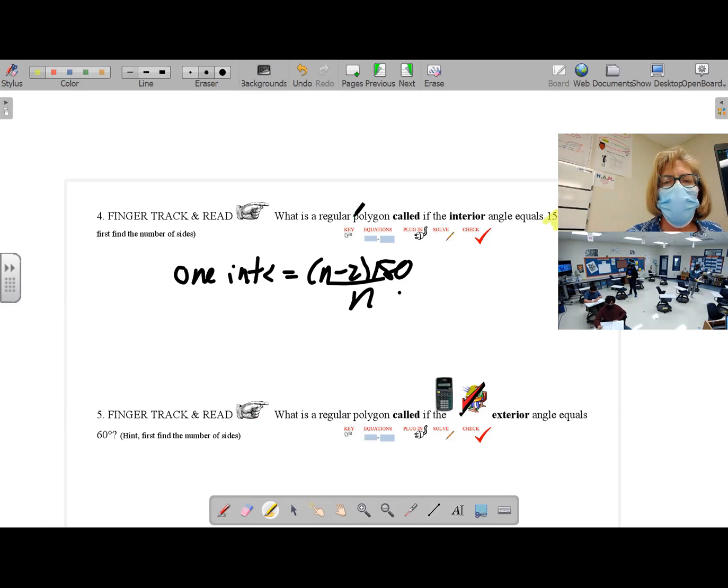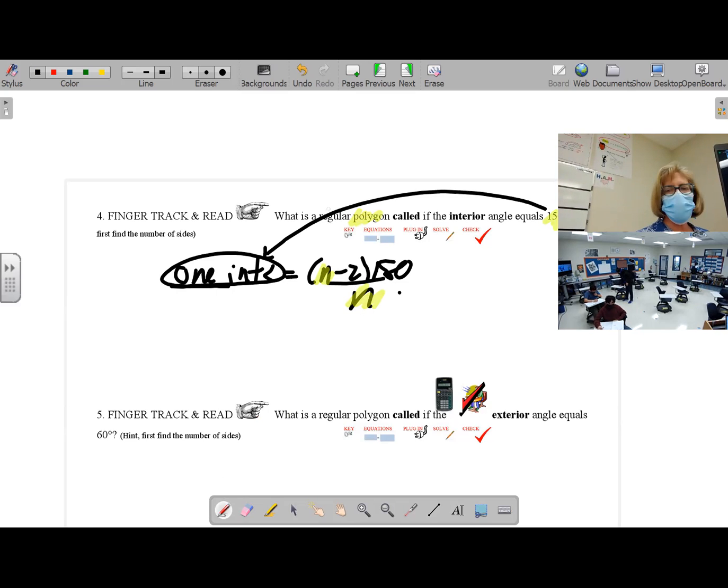Okay, so do you see the word poly? Does that tell you what your n is? No. So that's a huge hint that n's going to be your unknown. So what do we put here? What is your interior angle?